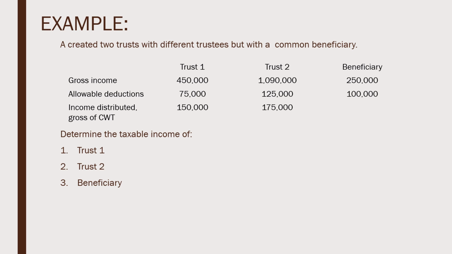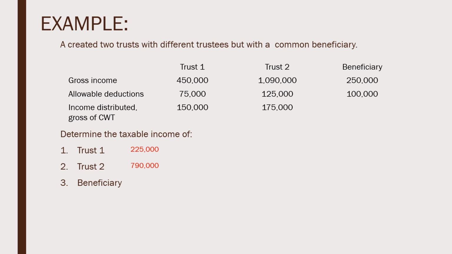For Trust 1, we simply get the gross income less allowable deduction less income distributed to the beneficiary. It's 450 minus 75 minus 150. That's 225. Diba? Sobrang basic lang. For Trust 2, we do the same thing. It's 1,090,000 less 125 less 175. So the answer is 790.